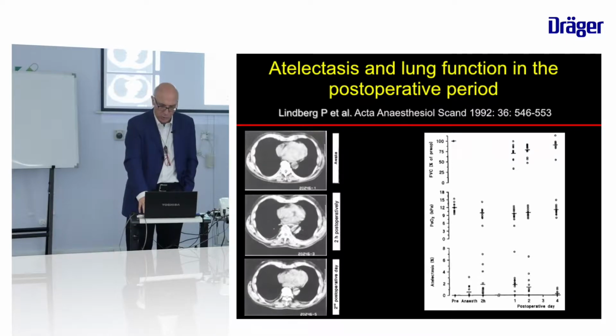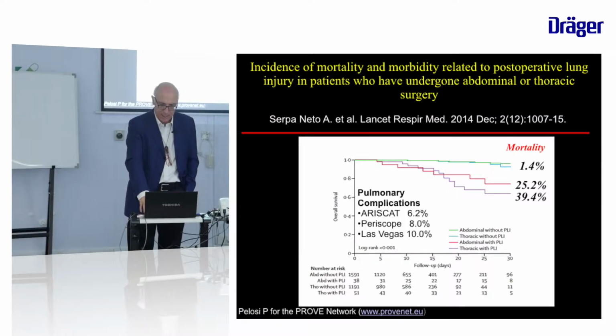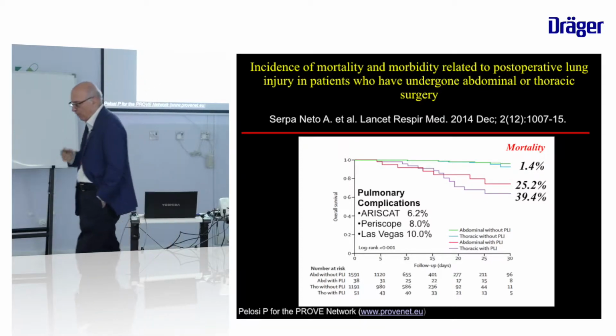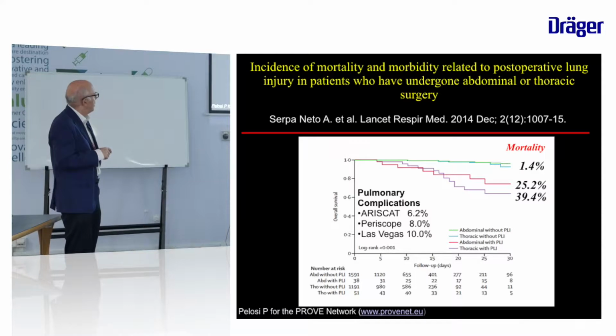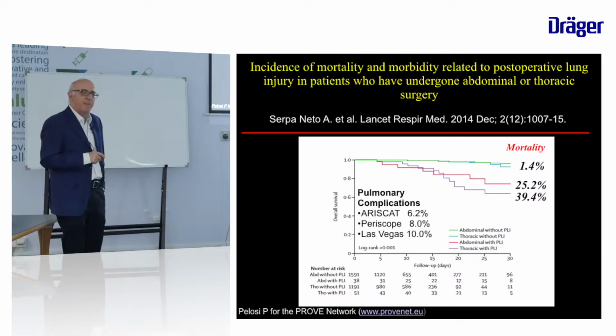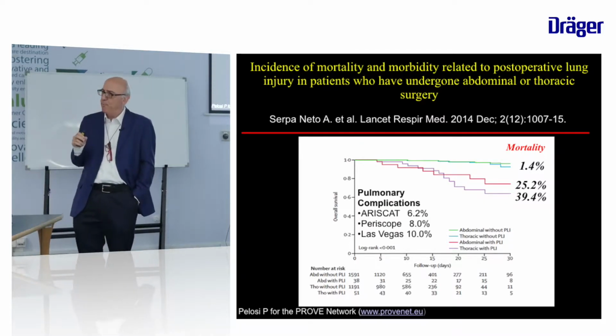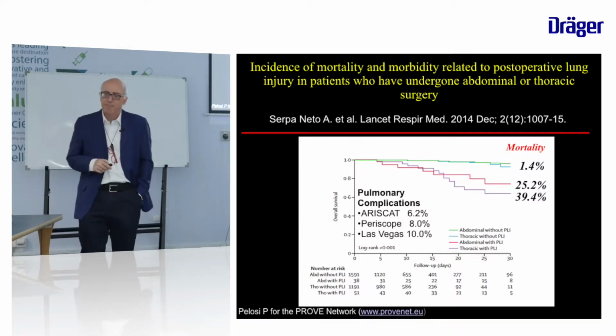I will show you also some very recent magnetic resonance data we got about this. These are data related to postoperative complications and pulmonary function. On average in our studies, we found around 8 to 10% of the patients developing pulmonary complications after surgery. So it's not a minor problem.